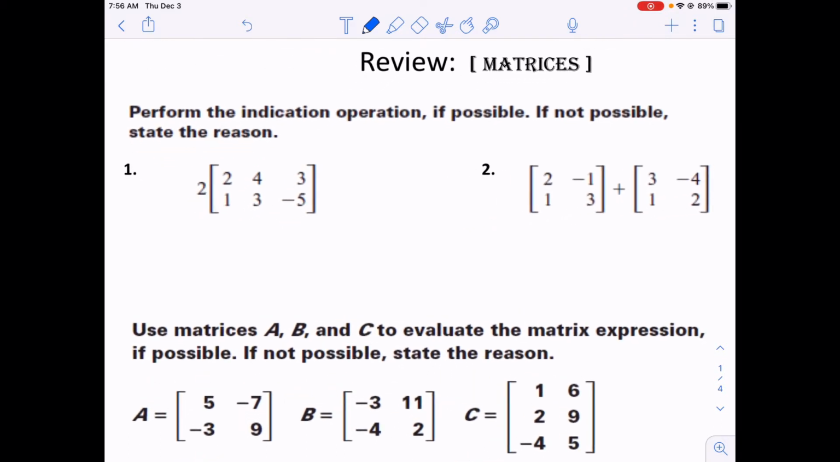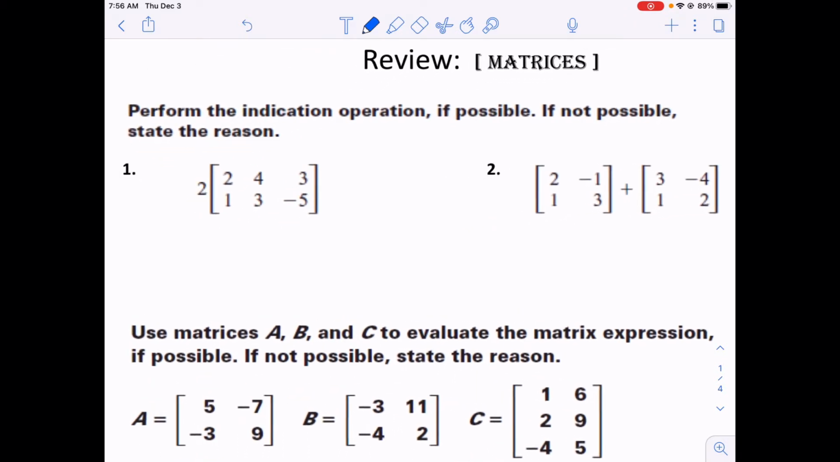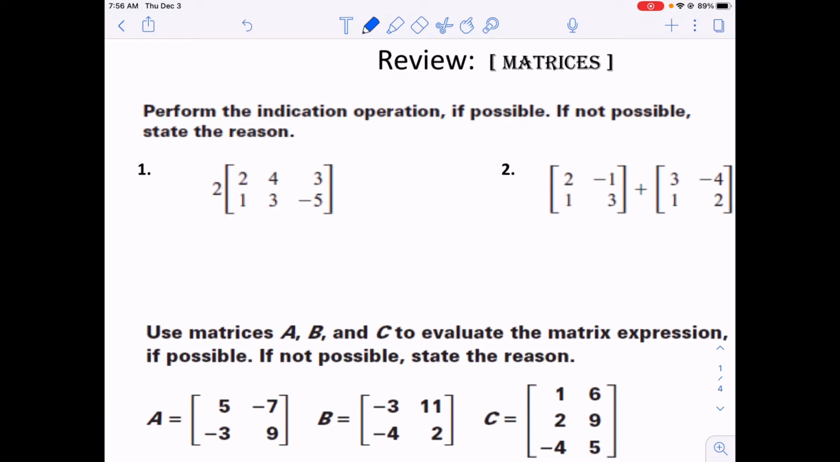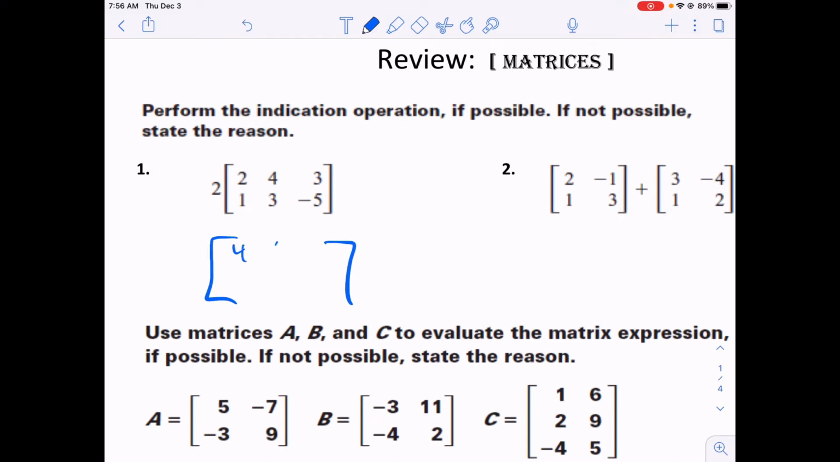Perform the indicated operation if possible. If not possible, state the reason. Well, again, for matrices, you can't perform it if the size of the matrices don't line up. So you don't have to explain that. But anyway, this is a scalar, so you got to multiply by 2 for every element. So your answer will be 2 times each element: 4, 8, 6, 2, 6, and negative 10.